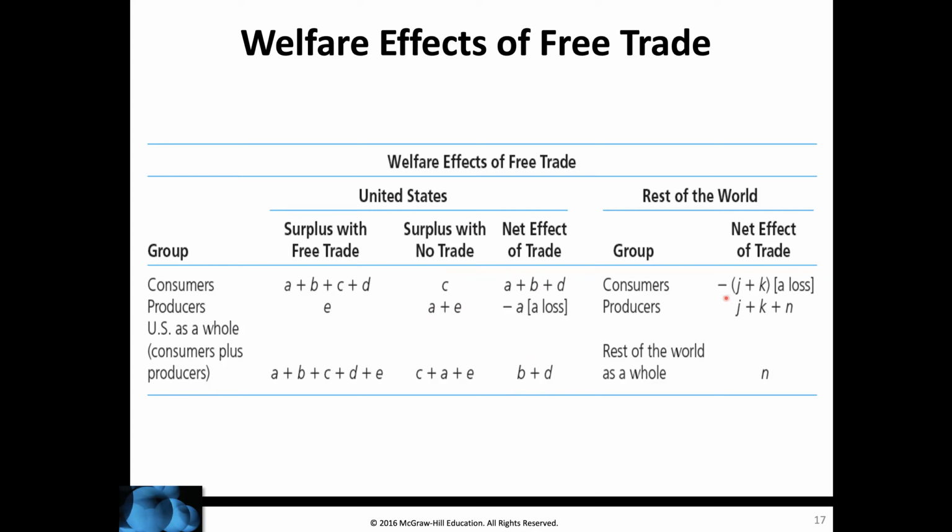For the rest of the world, the consumers, you remember the prices went up on them, so they lost J plus K. That's a loss. But producers picked up J and K and added N because of their export to the United States. So the rest of the world benefits by N, and the US benefits by B plus D, so both benefit.